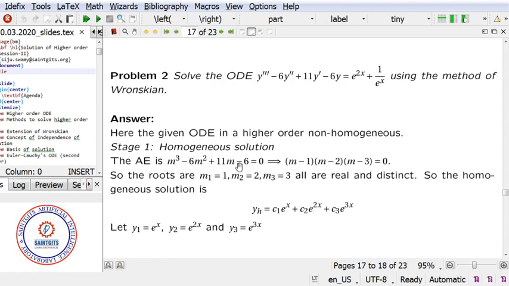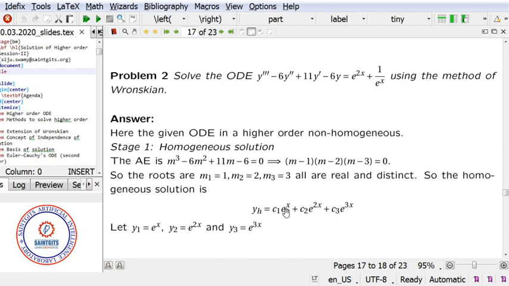So we can factorize it using a calculator: m minus 1 into m minus 2 into m minus 3 equal to 0. See, the product of these constants, minus 3 into minus 2 into minus 1, that is minus 6. Sum of these constants gives the coefficient of m square. Then take the sum of pairwise products, that gives plus 11. So roots are m1 equal to 1, m2 equal to 2, m3 equal to 3. These are distinct real numbers. So by rule we can write yh is equal to c1 e raised to x plus c2 e raised to 2x plus c3 e raised to 3x.